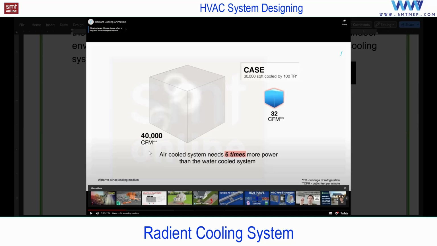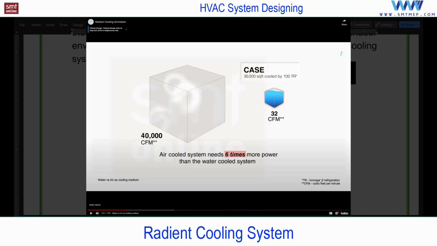And you see, this comparison is applicable only for extracting the heat, not for circulating the air. Again, in air conditioning, we require the supply of air also, including the fresh air. Only maintaining the temperature is not enough. You need to maintain the movement of air as well as the required fresh air. So in the radiant cooling system, we require a separate system to provide the fresh air also.